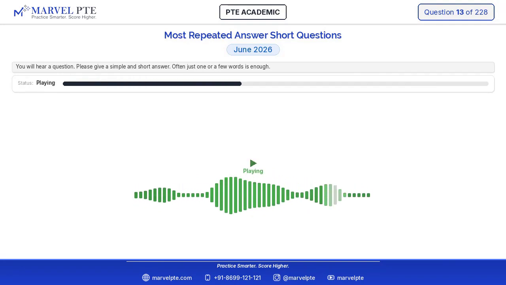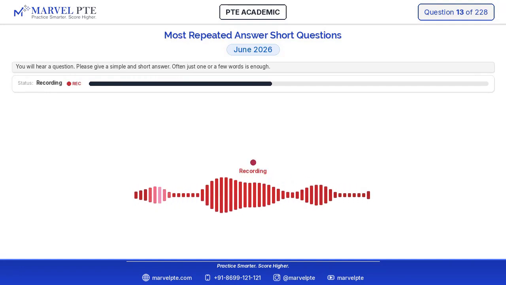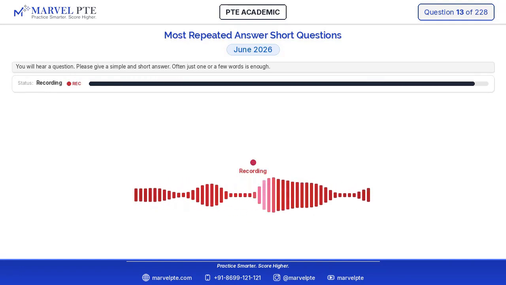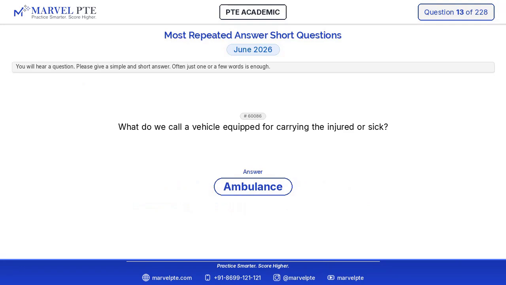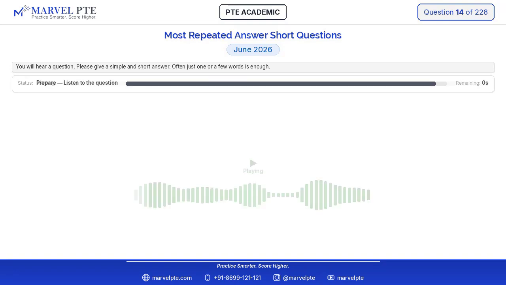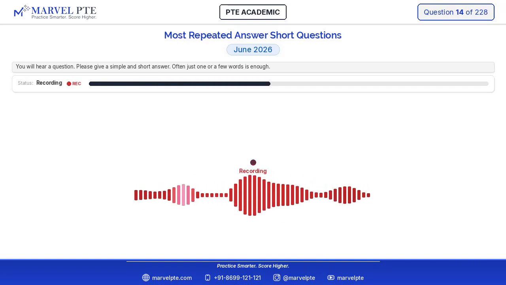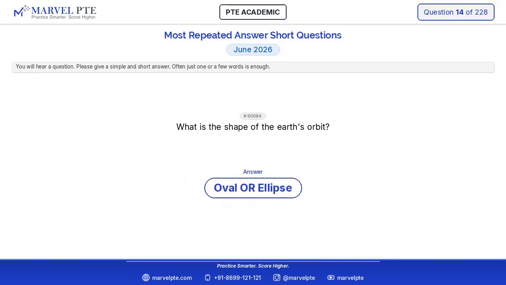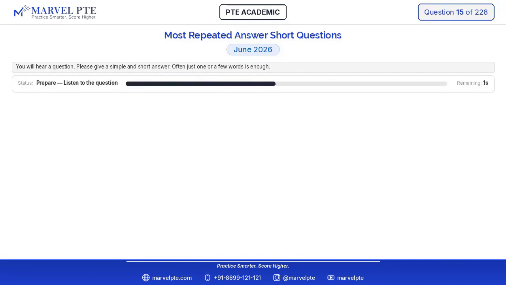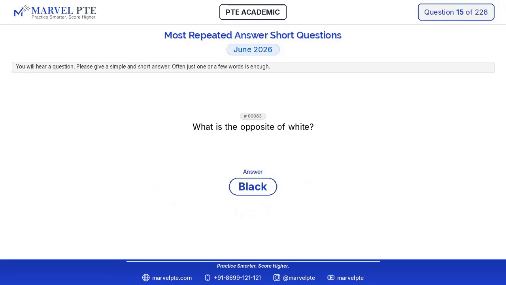What do we call a vehicle equipped for carrying the injured or sick? Ambulance. What is the shape of the Earth's orbit? Oval. Ellipse. What is the opposite of white? Black.